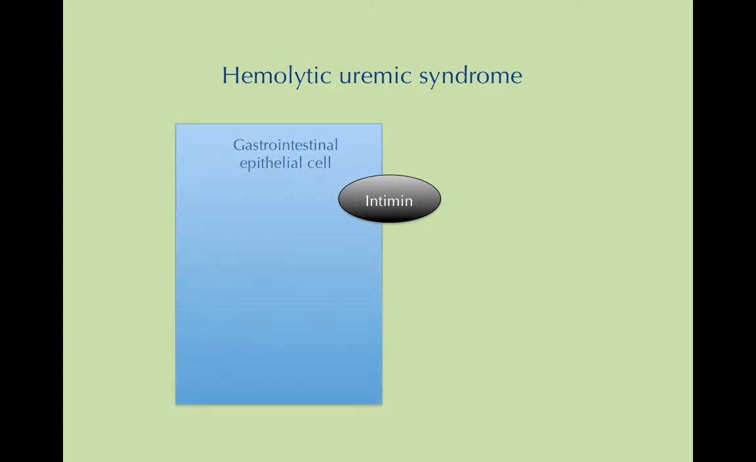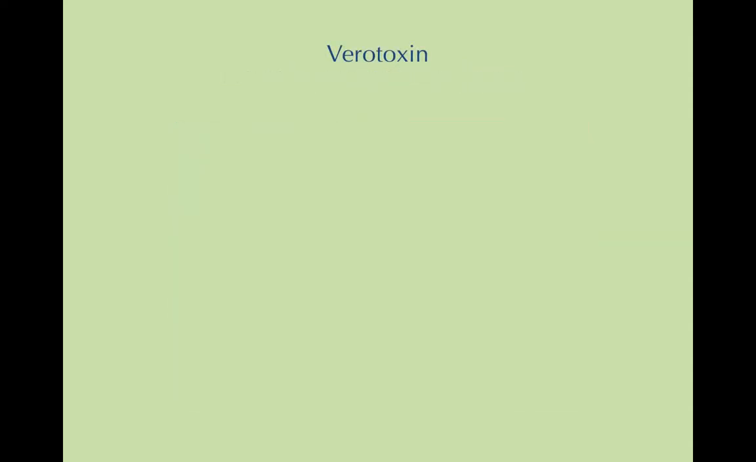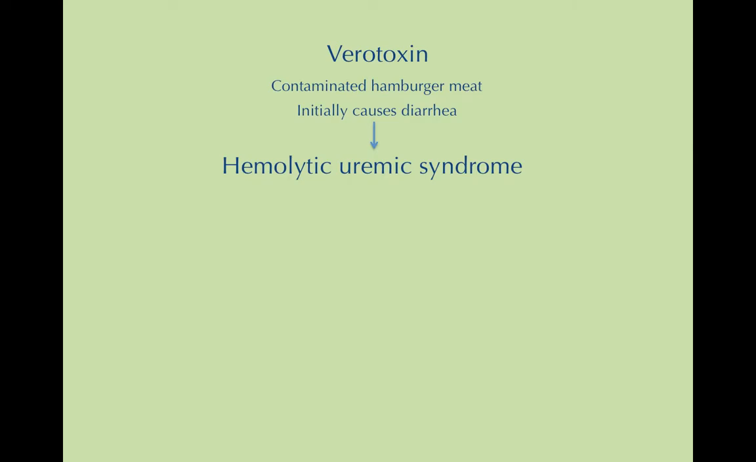This toxin also heavily impacts the renal system as well as vascular cells. It does this by moving into the bloodstream with the aid of a molecule called intimin. Intimin promotes the efficient transport of verotoxin from the intestines into the bloodstream. Being infected by verotoxin is often the result of eating contaminated hamburger meat and initially causes diarrhea. In about 10% of the cases, however, it leads to more serious consequences, such as hemolytic uremic syndrome.